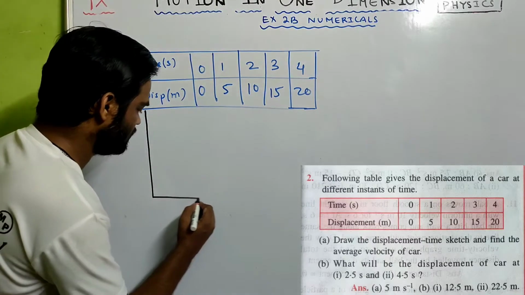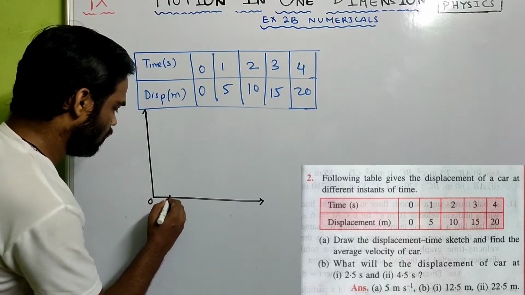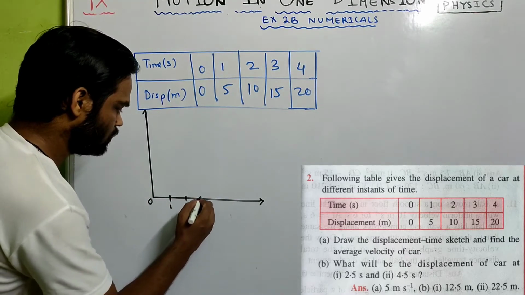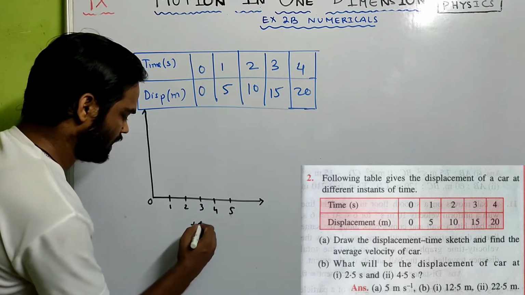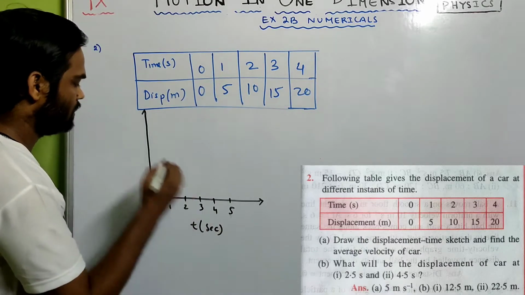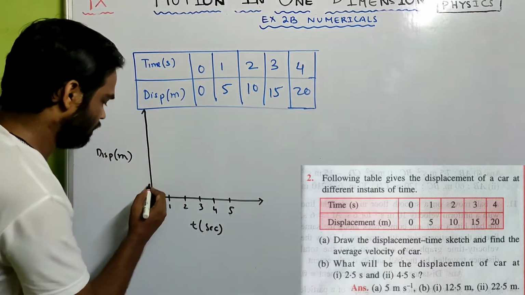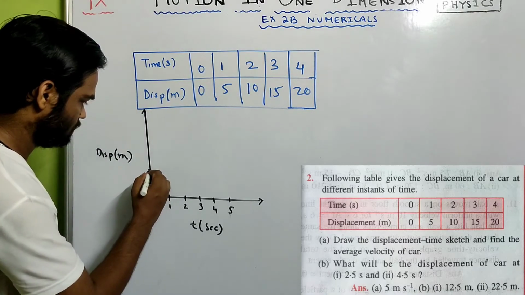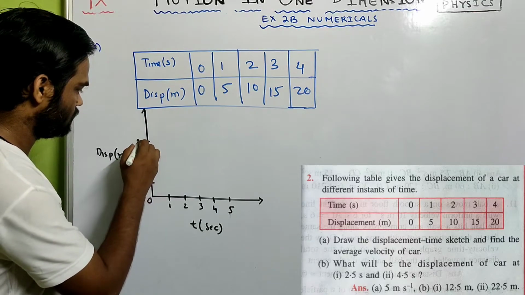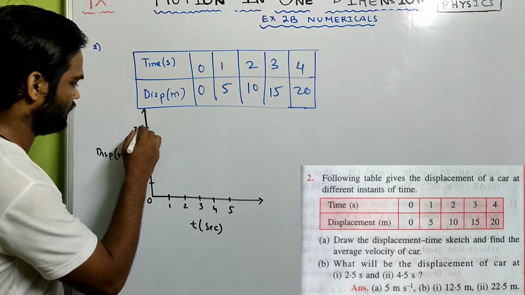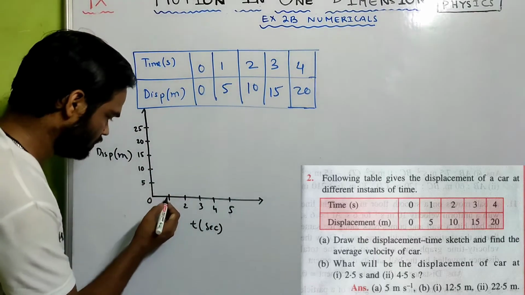Suppose this is displacement and this is your time. 0, 1, 2, 3, 4, 5. This is time in seconds. This is displacement in meters. 5, 10, this is 15, 20, 25.